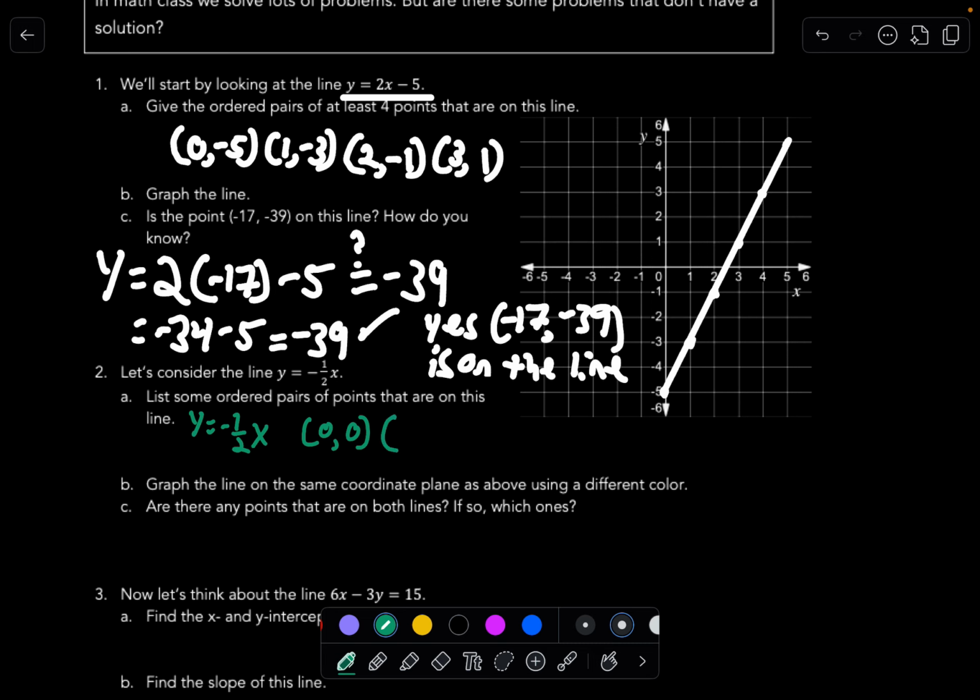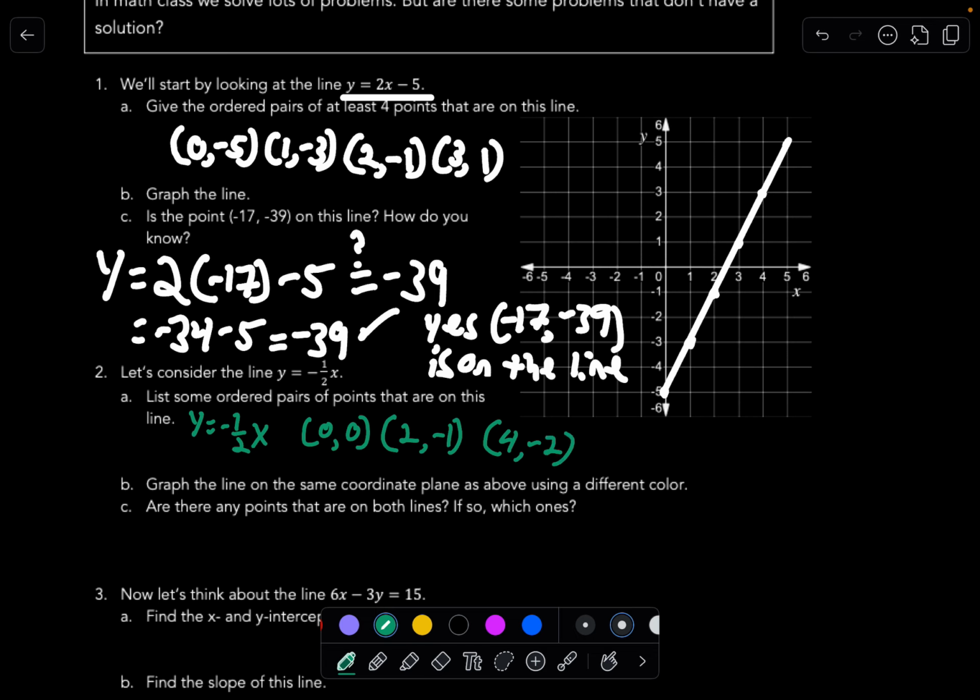Now, here's the key. I'm choosing even values because I'm multiplying by 1/2. If I choose odd values of x, I'm going to have fractions, which most students will say is a pain in the butt. So let's go with 2. Now, 2 times 1/2 is 1. 2 times a negative 1/2 is then negative 1. Okay? And let's go with 4. 4 times 1/2 is 2, and negative 1/2 times 4 is negative 2.